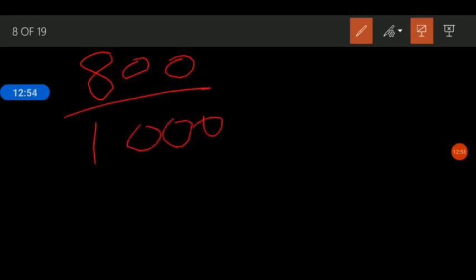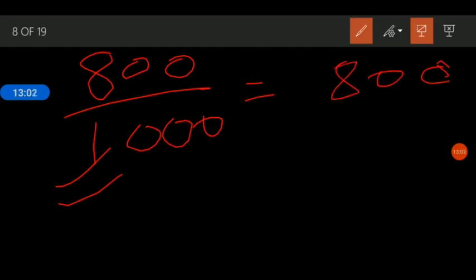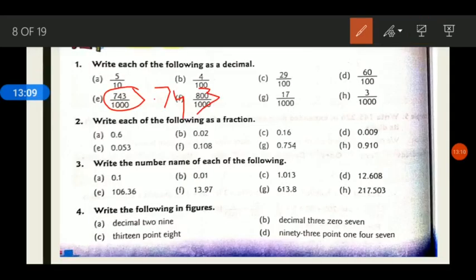Here if 800 upon 1000 is given, so to write it as a decimal, when the denominator is 1000, we put the decimal before 3 digits in the numerator. So the numerator is 800, already 3 digits. So we put the decimal before 8, and the answer will be decimal 800. Understood? Similarly, you can do this.